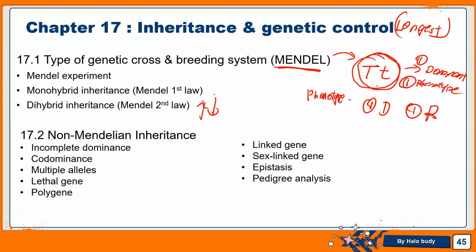So the second topic is non-Mendelian inheritance. Inheritance that does not follow Mendel's law, totally does not follow. So there are, you can see, many, right? 1, 2, 3, 4, 5, 6, 7, 8, 9. 9 topics you have to know. And you have to know what the differences are between these and Mendel. You totally have to know.